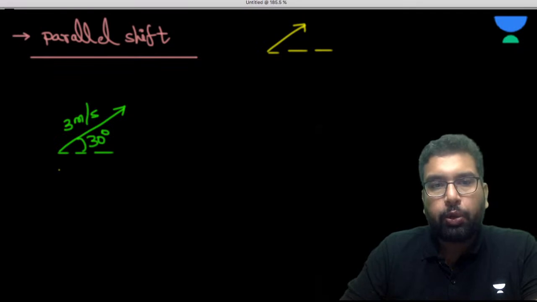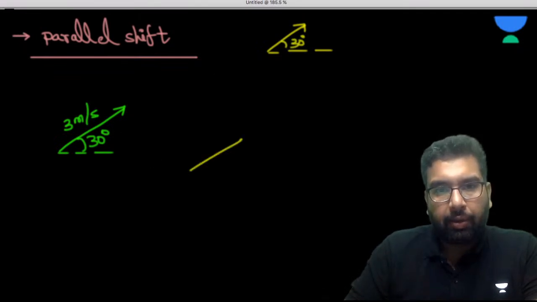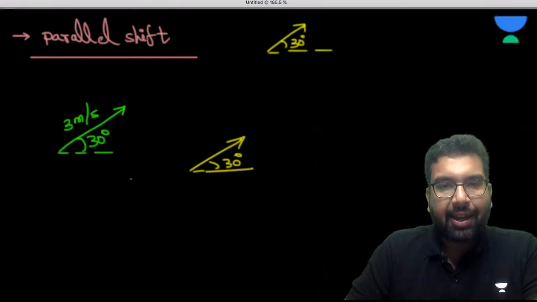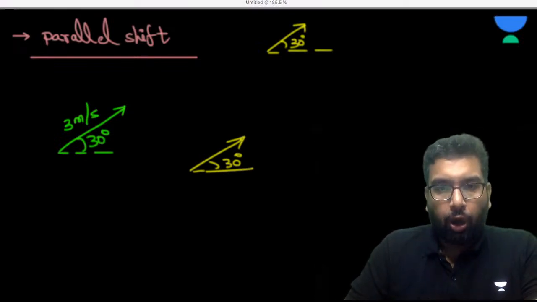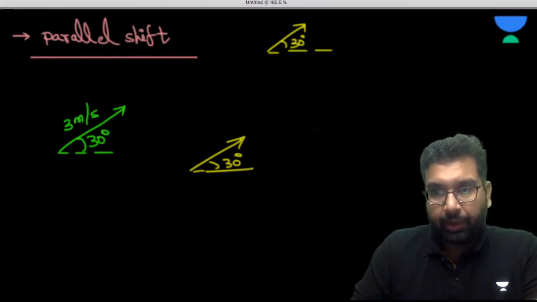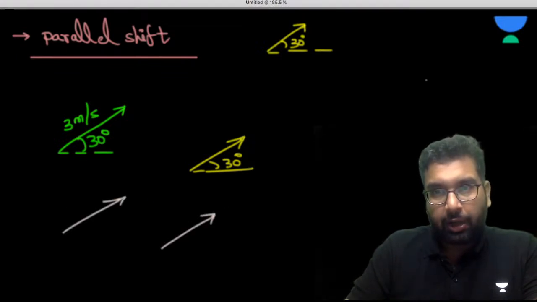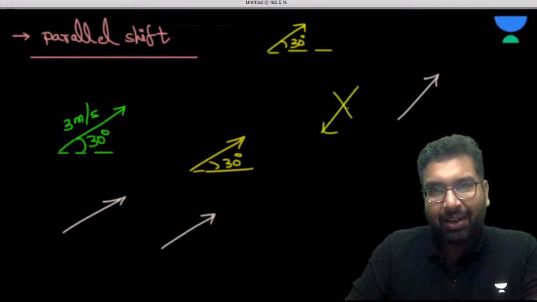Are you getting my point? You can make this 30 degrees over here. You can make it over here. Remember, this has to be 30 degrees. Wherever you make it, it must make an angle of 30 degrees from the horizontal, right? You can make it here also, here also, but you can't make it like this. Are you getting my point?